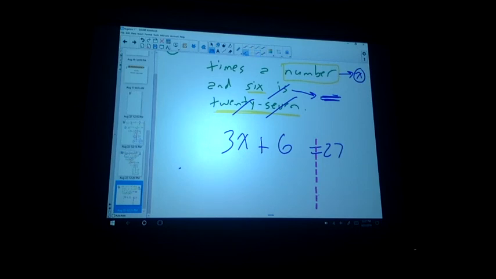Okay? Subtract 6. Divide by 3. X equals 7.